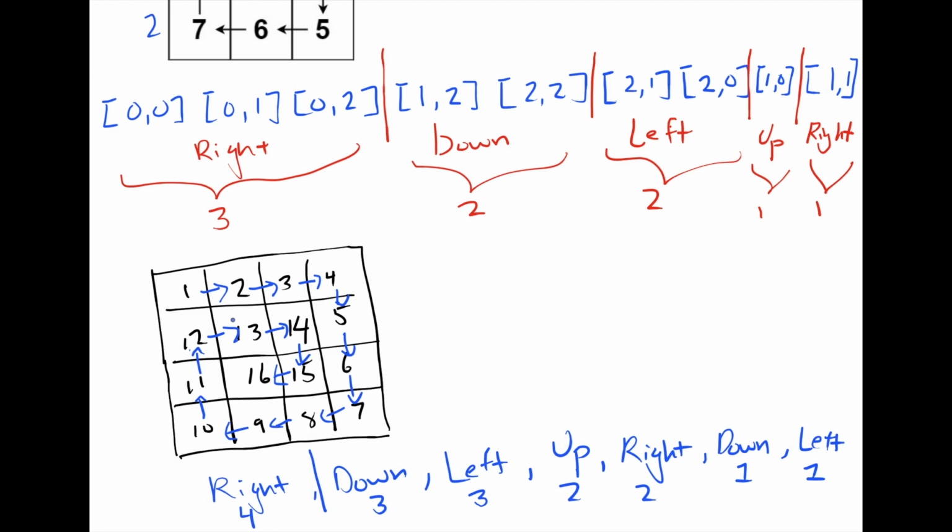The first thing that we do, we're going to start from the index 0, 0, go to the right, and populate n values. So n equals 4, we're going to populate the first row with the first n numbers. And then there's a pattern where we loop through down, left, up, right, down, left. Each time we go through the loop, the number of blocks that we're populating goes down by 1. So for down and left, we're filling in 3 values each. And then for up and right, we're filling in 2 values each. And then for down and left, we're filling in 1 value each.